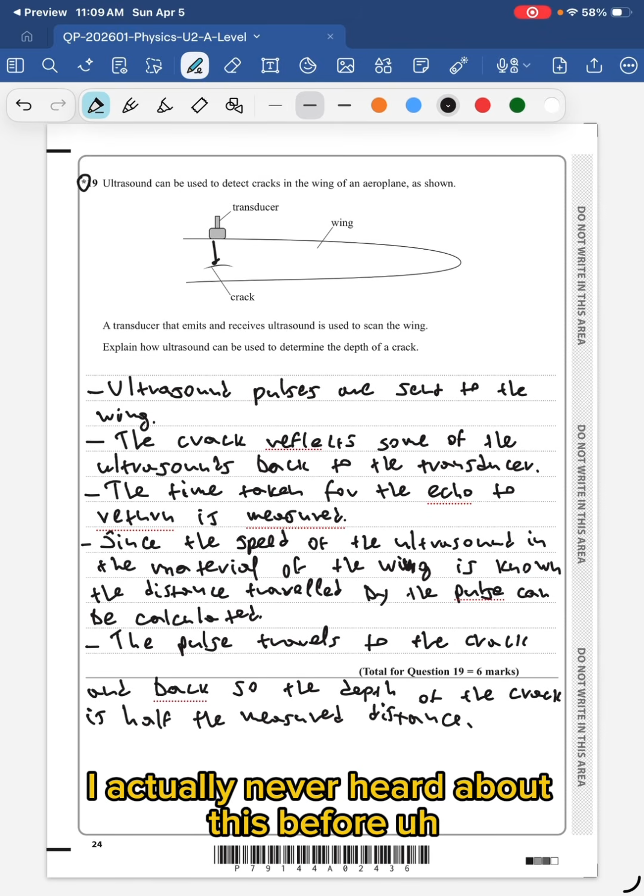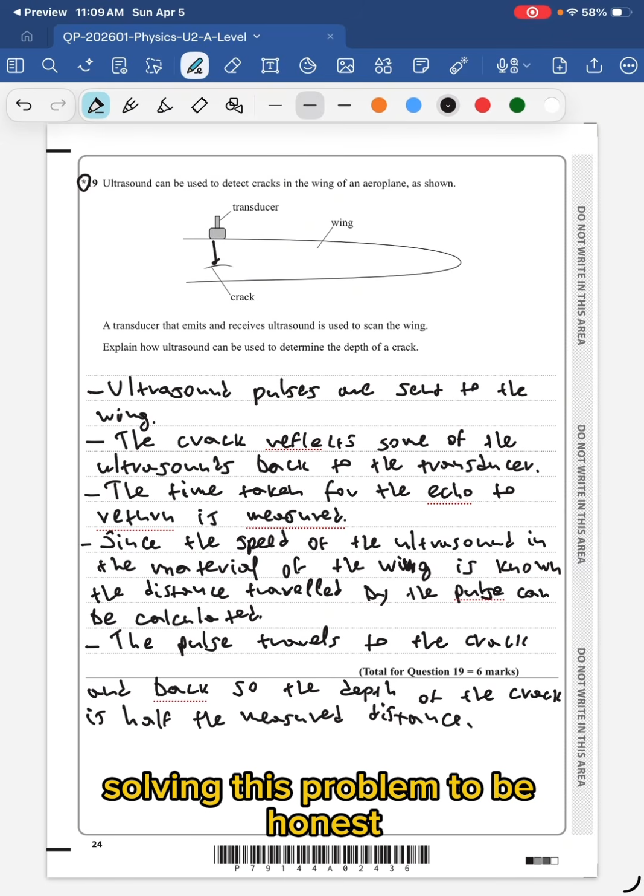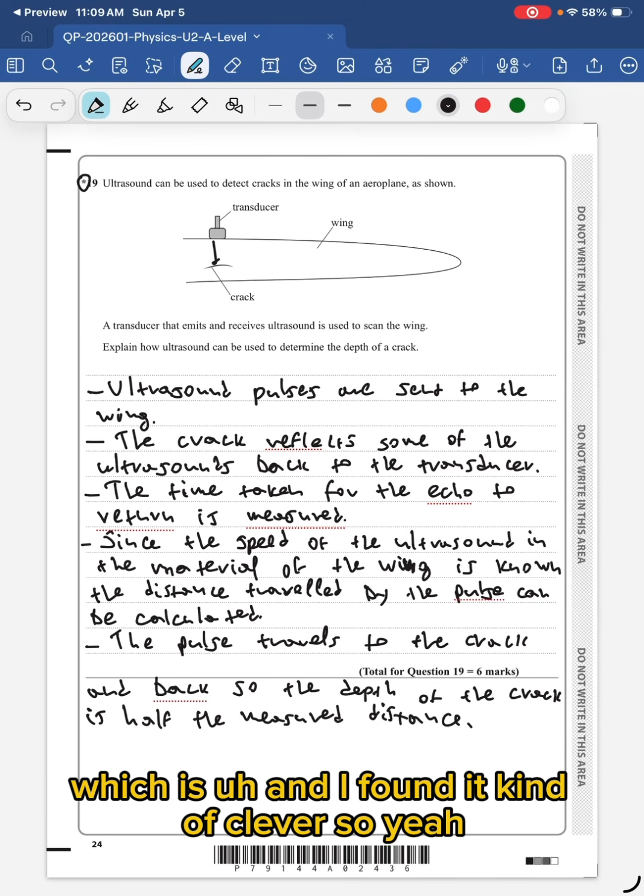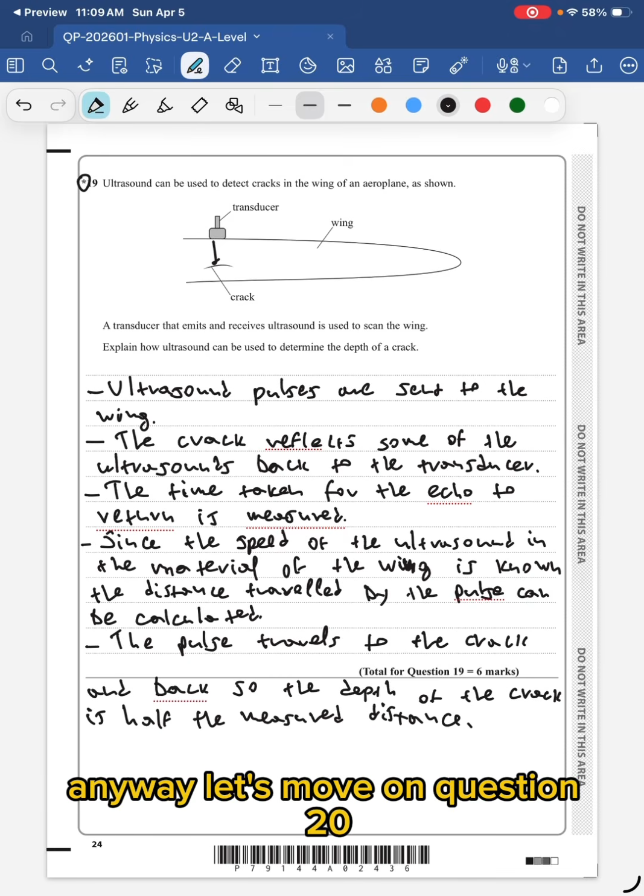I actually never heard about this before solving this problem, to be honest, and I found it kind of clever. So, yeah. Anyway, let's move on.